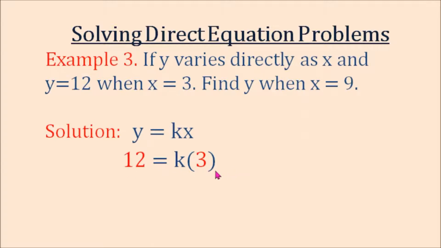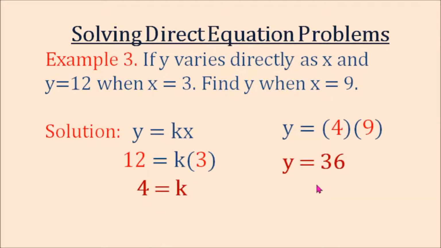To find k, we divide both sides by 3. So 12 divided by 3 is 4. So 4 is our constant of variation. So we are going back to our original equation, y equals kx. And our k here is 4. And then to find y, we are going to use the value of x here, which is 9. So that means y equals 4 times 9. And 4 times 9 equals 36.